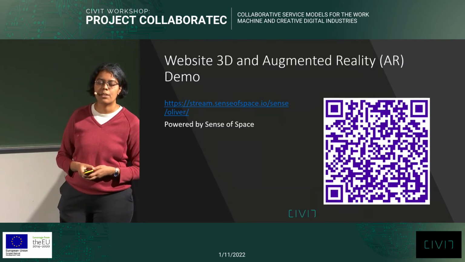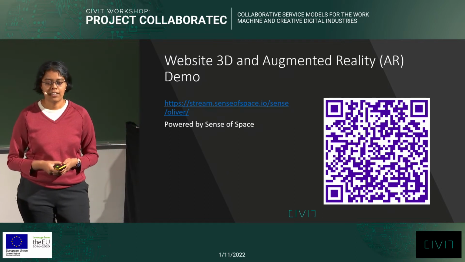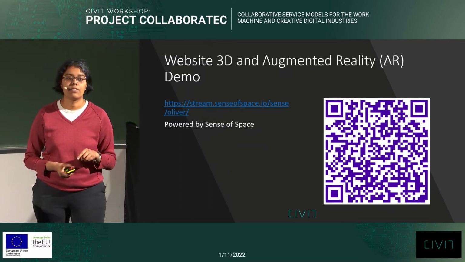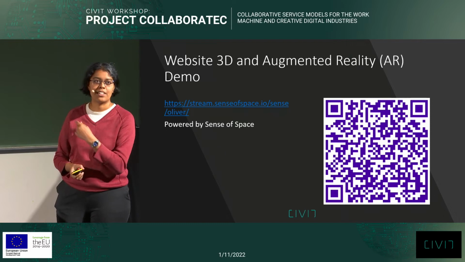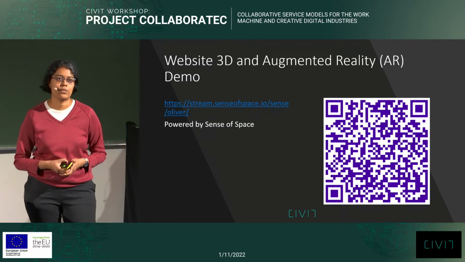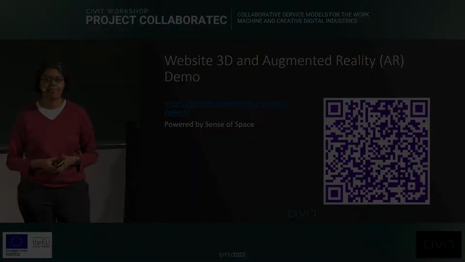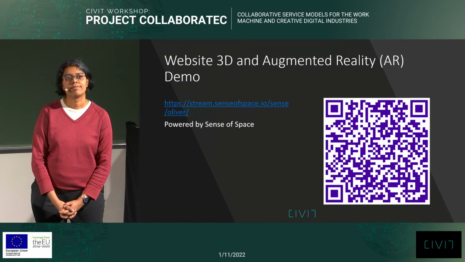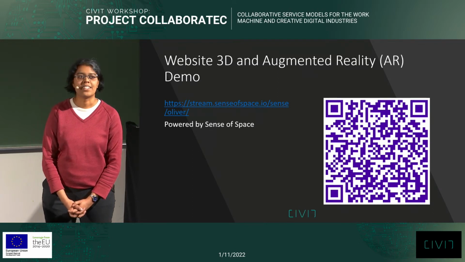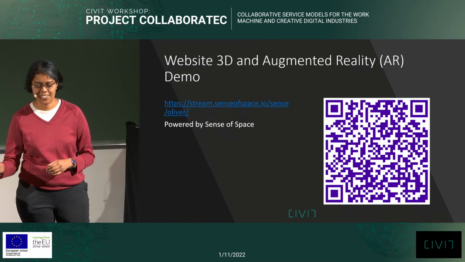So the first demo that we have is this website 3D and augmented reality demo. And this works on the phone. It works for most phones, so there might be issues here and there. But yeah, you can take out your phones and you can scan this QR code, and you will see Oliver from Sense of Space talking about CIVIT. Yeah, so I hope you all got a chance to open the demo. If not, I can show the QR code again later on.